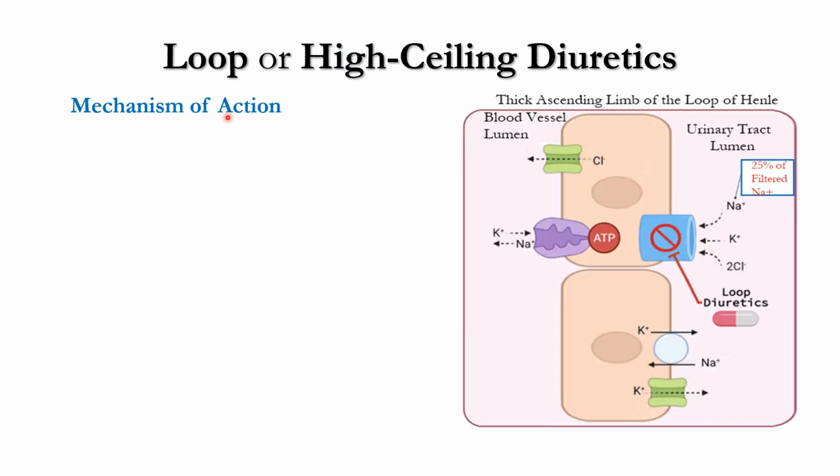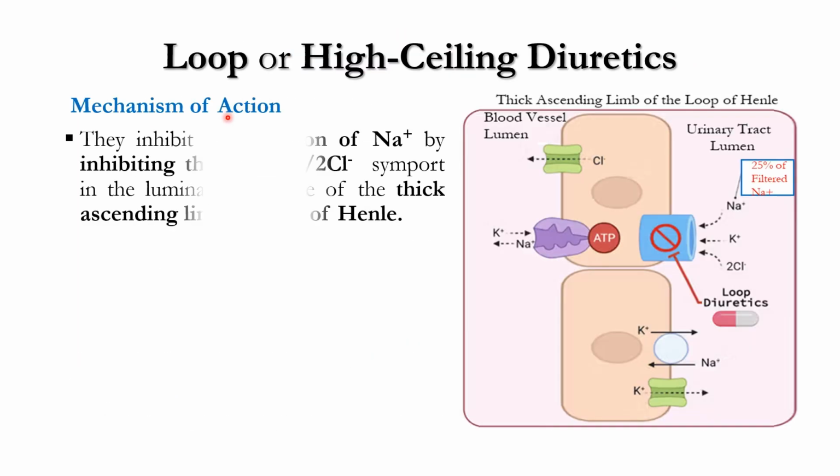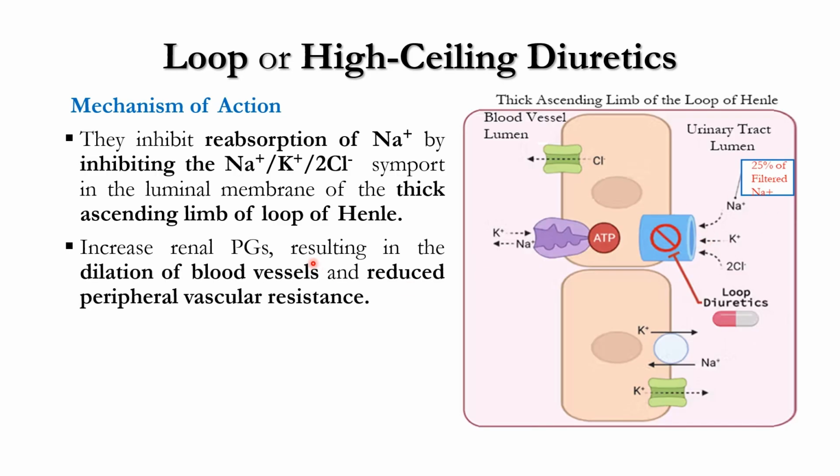As to the mechanism of action of loop diuretics, they inhibit the reabsorption of sodium by inhibiting the sodium-potassium-chloride symport in the luminal membrane of the thick ascending loop of Henle. Besides that, they increase renal prostaglandin. As a result, they bring about dilation of blood vessels and reduce peripheral vascular resistance. This is very important for treating high blood pressure.